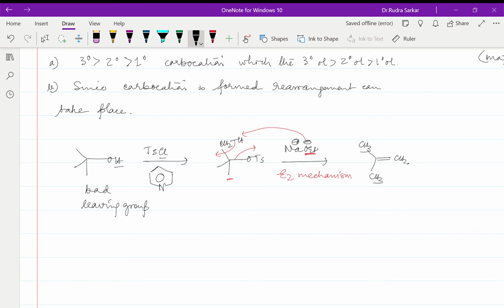You have generated a good leaving group. That is all we have done.